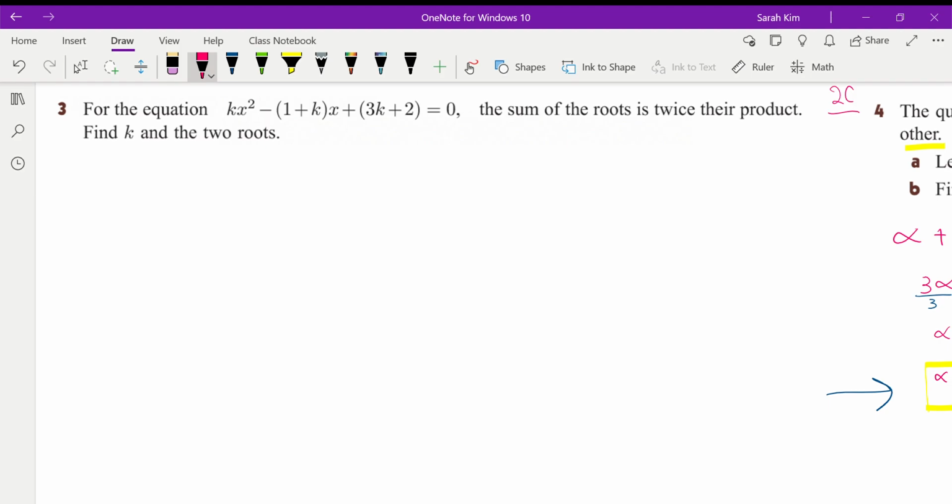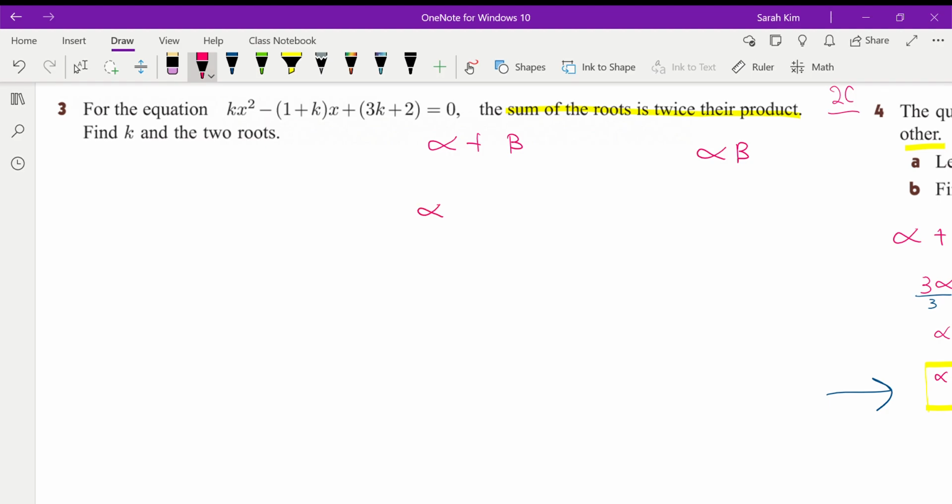So with this one, all I need to do is first of all figure out that the sum of the roots is twice their product. So this is the sum of the roots. This is the product of the roots. I should be able to formulate an equation from it. So how could I write "sum of the roots is twice their product" using those 2 things I've written on the board? How can I write that as an equation? Well, that's what you need to think about.